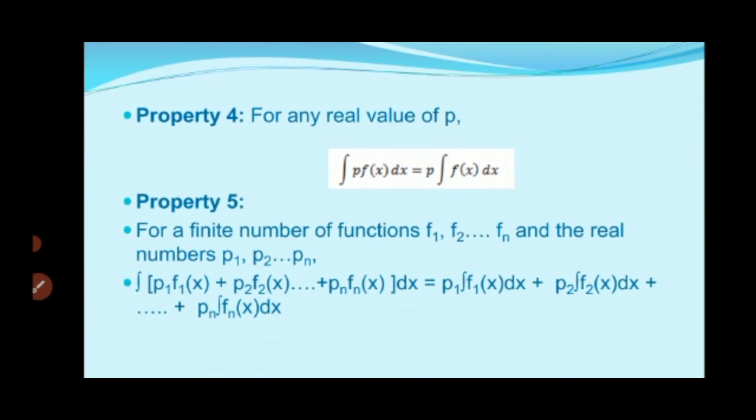Now let us see, for any real value p, where p is a constant. If I am having a constant multiplied by integration, that can be readily taken out of the integration. Number 5, for a finite number of functions, say f1, f2 till fn, and real numbers p1, p2, pn, the same property would be applicable. I can very easily take out the constant in each case.